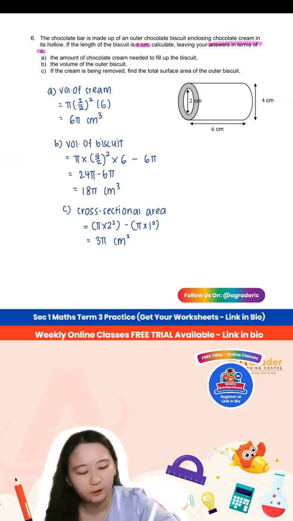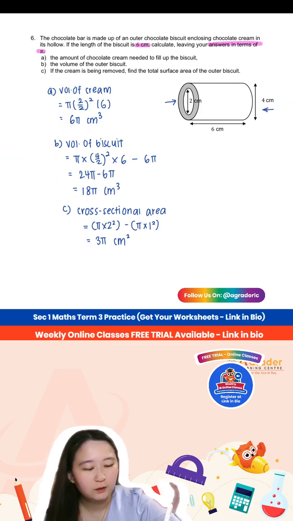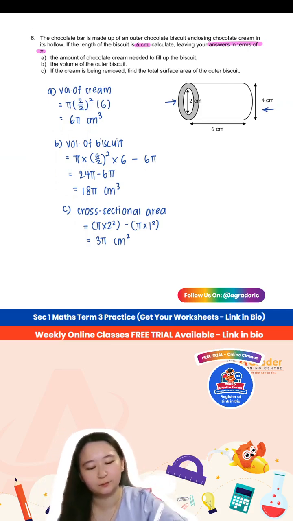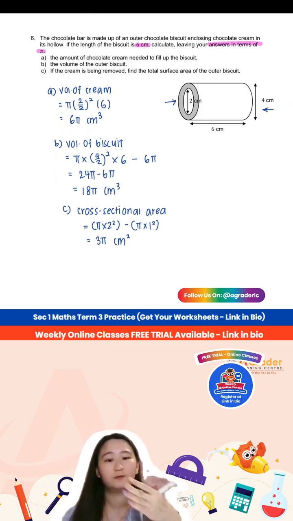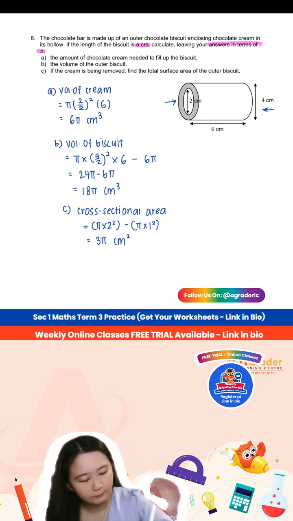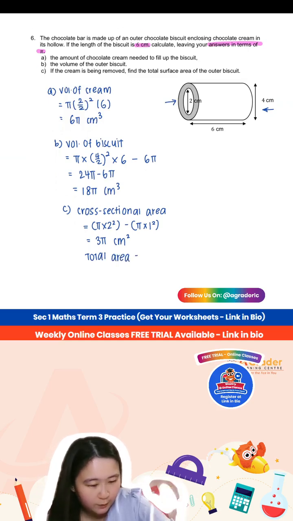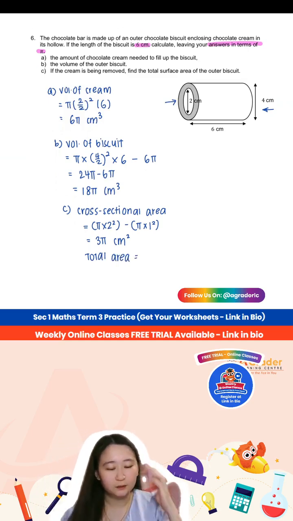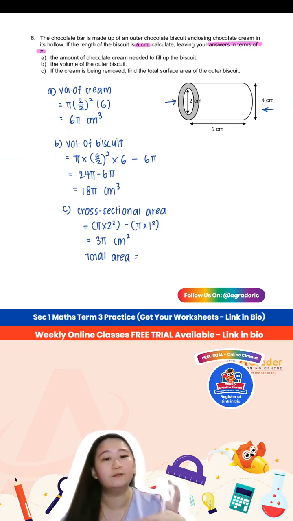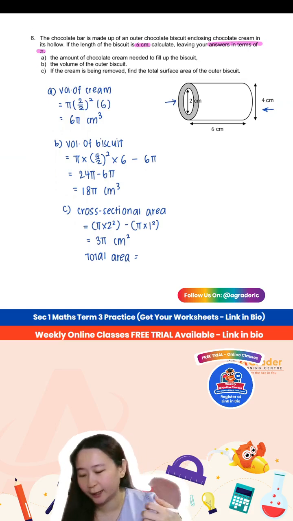So there's 2 of it. One on the left, one on the right, which is the shaded area of the ring. So with this, we can find the total area. We just need to add the curved area of the outer and the inner part.